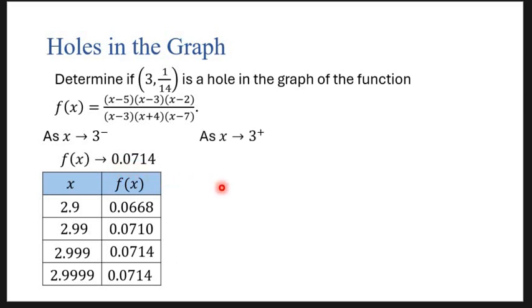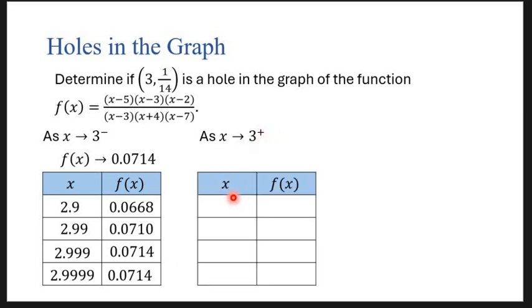Now let's approach 3 from the right side. So make a table, and I'm going to plug in numbers that are bigger than 3 but getting closer to 3. So let's plug in 3.1 and we'll get 0.0755. Now let's plug in a number closer, 3.01. That's even closer to 3. When I plug that in, I get 0.0719.